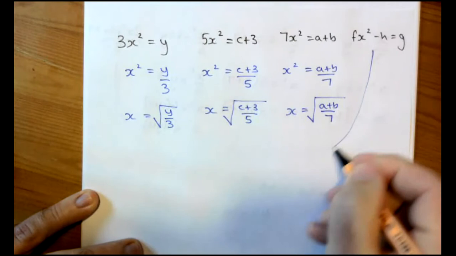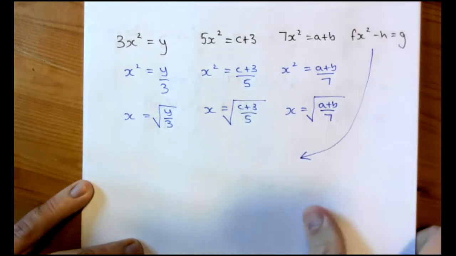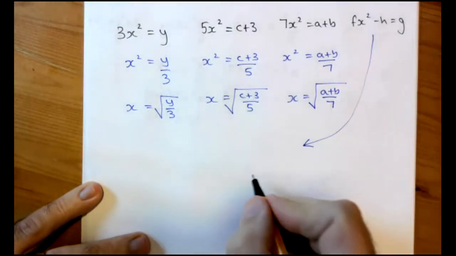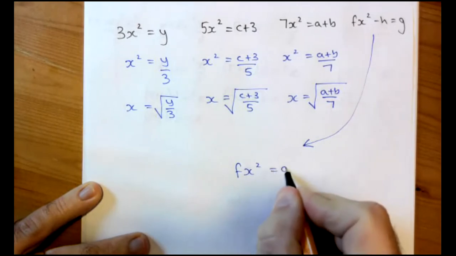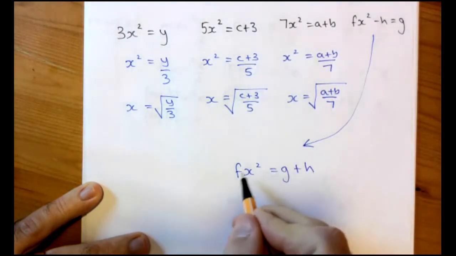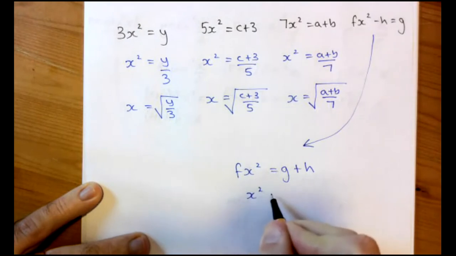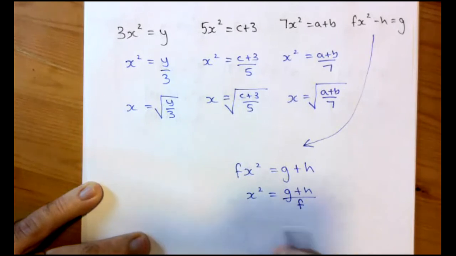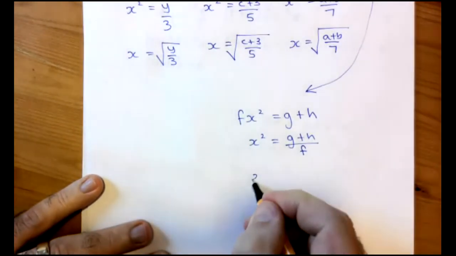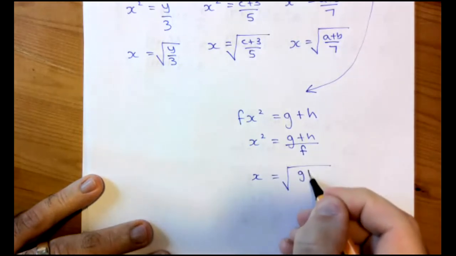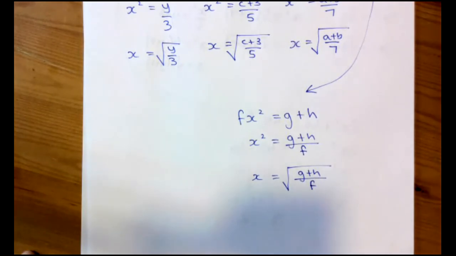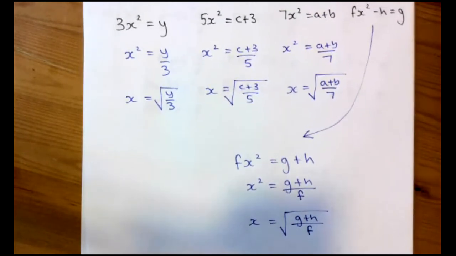Okay, so the last one, slightly different, so I'll give myself a little bit more room. So I want to eliminate this minus h, so I'm going to add h to this side. fx squared equals g plus h. Then I want to divide by my f. x squared equals g plus h divided by f. So x will equal the square root of g plus h divided by f. Okay, make sure any corrections that need to be done are done, and then we can move on to the next slide.